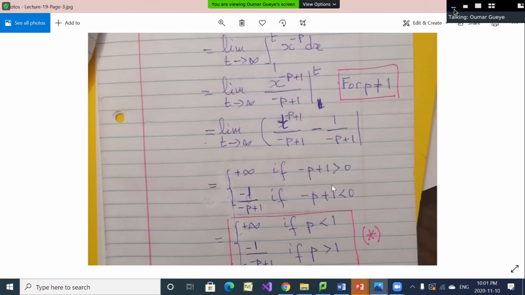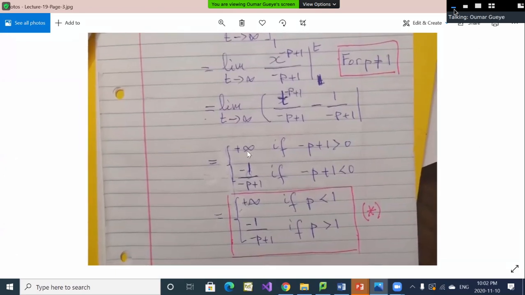Now, if the exponent is negative, less than 0, this is going to be 0, as we observe for x to the power negative 3. So if this is 0, it means the whole bracket is going to 0 minus this term. That's why we got this value, obtained from 0 minus 1 over negative p plus 1. And it means we have the same thing.